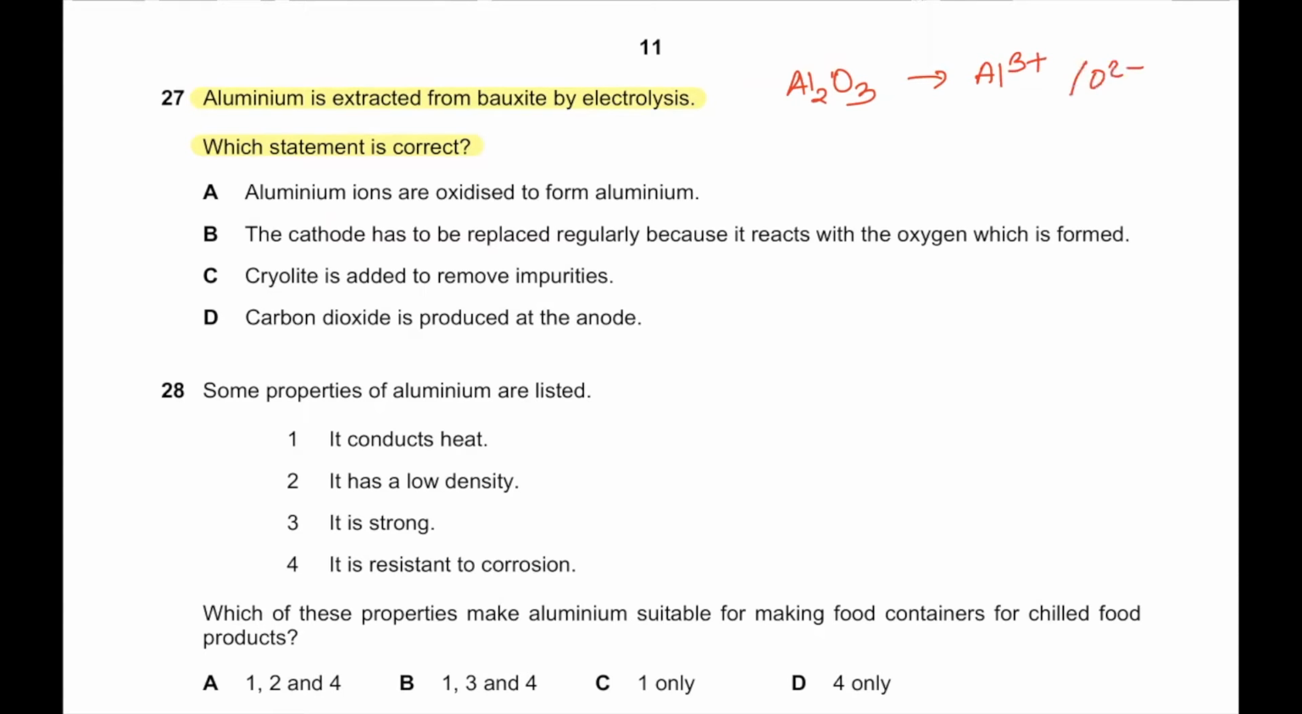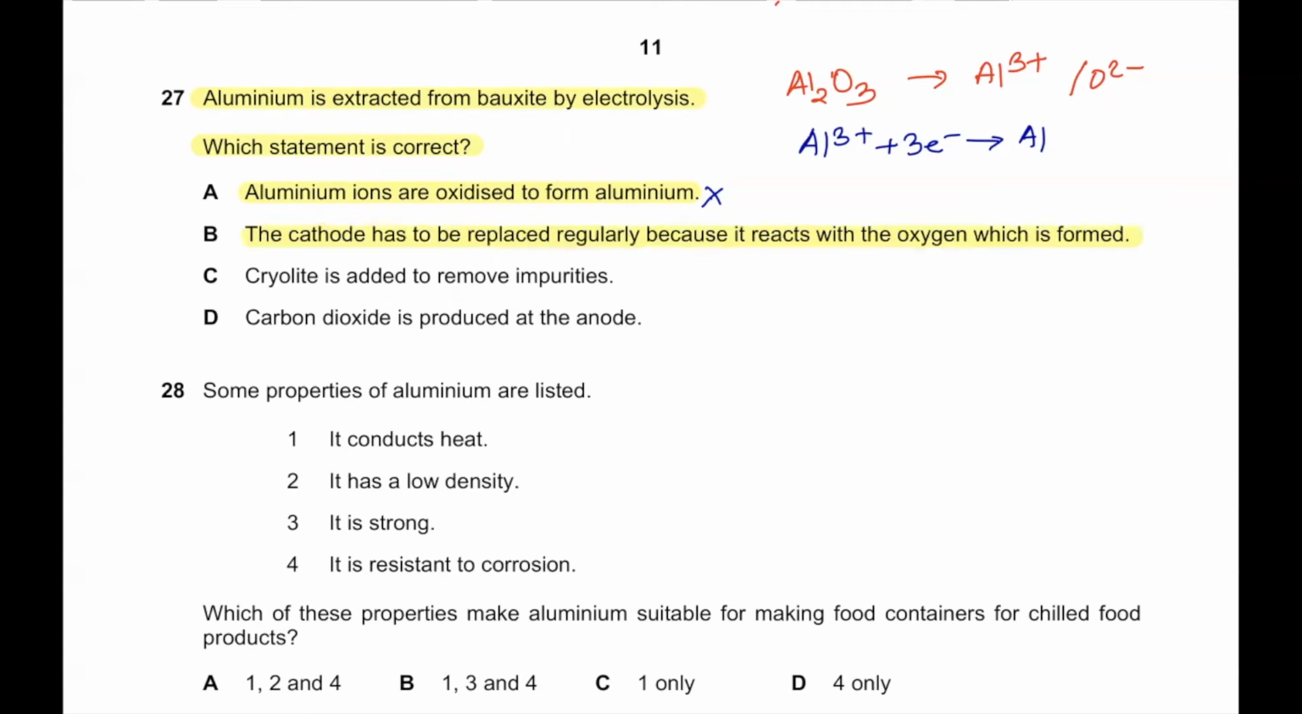The question says aluminium ions are oxidized to form aluminium. Guys, you be the judge. Al3+ accepts 3 electrons. So definitely this is a process of reduction. So yes, it is not oxidized. We can move on. Cathodes have to be replaced regularly because they react with oxygen which is formed.